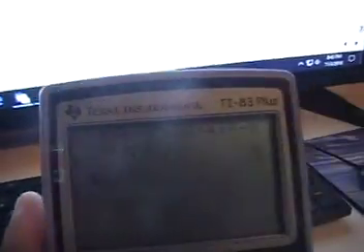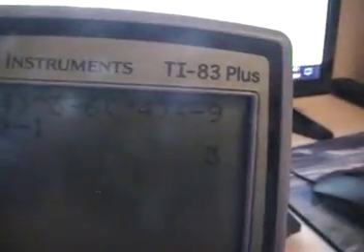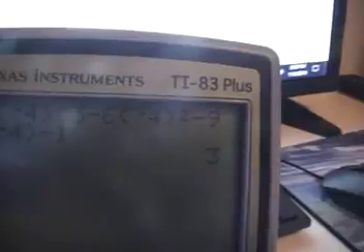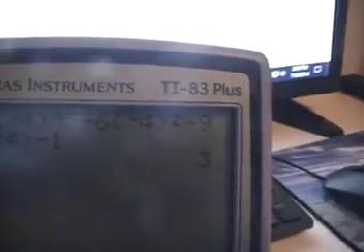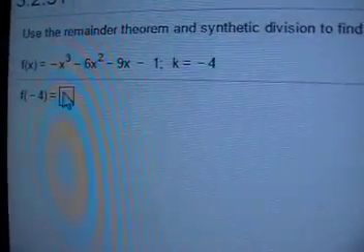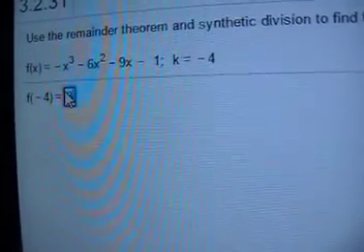If I press enter, it says the answer is 3. That's what we were doing in chapter 2, evaluating functions at given x values. So the fact that that's a 3, f of negative 4 equals 3. This is one way to answer this question. F of negative 4 equals 3.